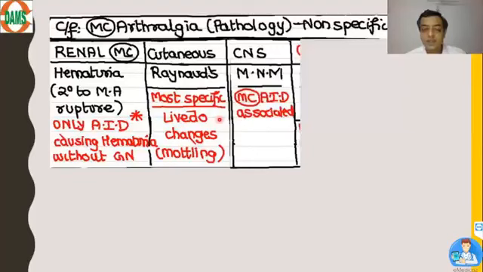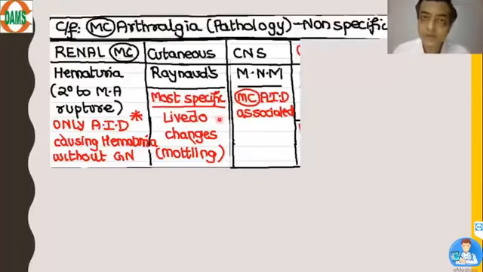Continue further here, CNS manifestation: mononeuritis multiplex. Recall lupus disease. Why I want to emphasize here is that polyarteritis nodosa is a vasculitis syndrome, but the presentation can look like lupus disease.